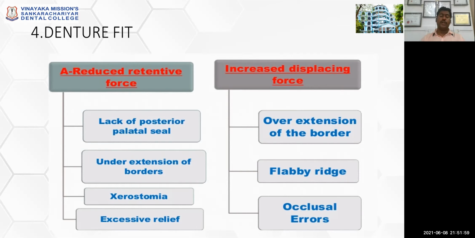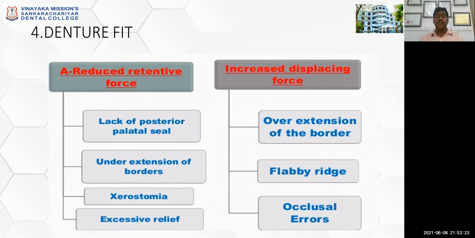Okay, if proper impression pressure has not been given, or the material is set too early when you're taking a secondary impression, it causes an underextension. These things will happen. Then xerostomia, when the patient doesn't have saliva. So basically, the denture is stuck to your maxilla, or the mandible is stuck to your tissues, because of the interfacial surface tension, and when there is no saliva, there is no interfacial surface tension.